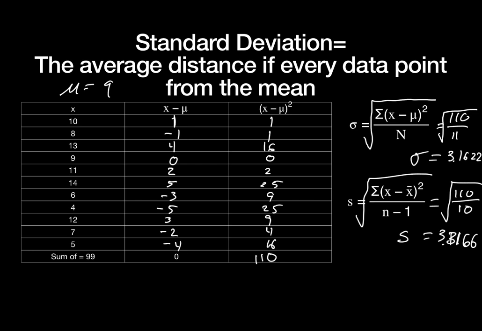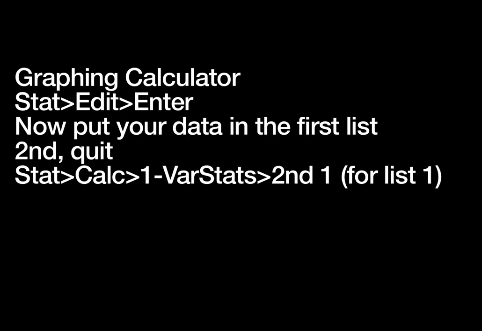And the standard deviation is the measurement that says this is the average distance of any data point from the mean. So if I were to pick a data point at random, I would ask, how far away from the mean am I? On average, I would be this far away. If I picked one of these points at random, I would anticipate being this far away on average. That's the standard deviation. So if you have a graphing calculator, here's your process of doing it.